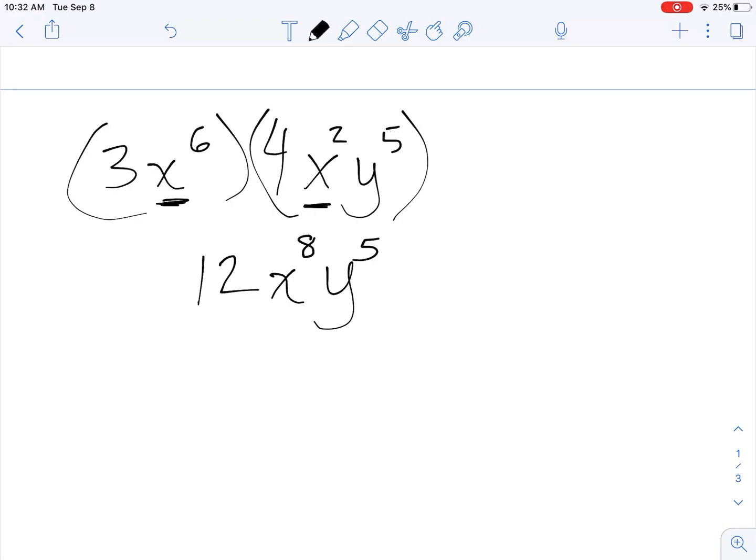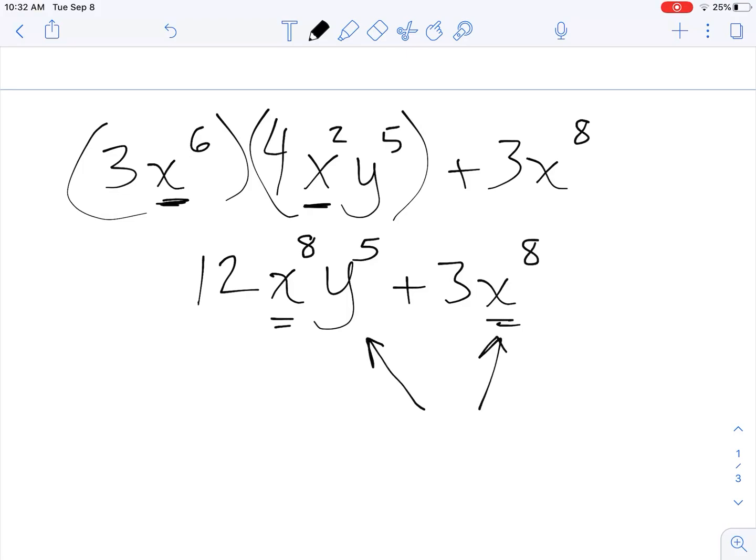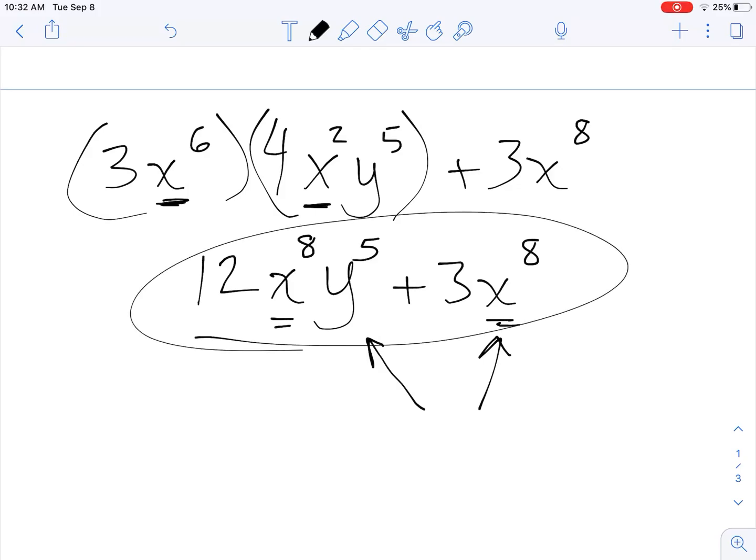Now, what would happen if this problem was plus a 3x to the 8th? Well, now we're getting into talking about like terms. I see that both of these have x to the 8th, but I have a y to the 5th here, and this term does not have a y to the 5th. So this is my final answer. I cannot simplify this anymore.